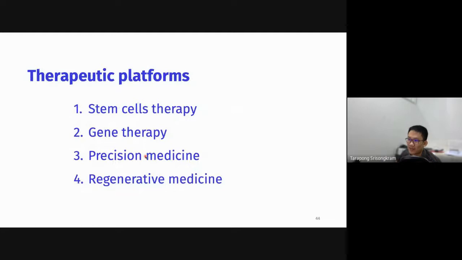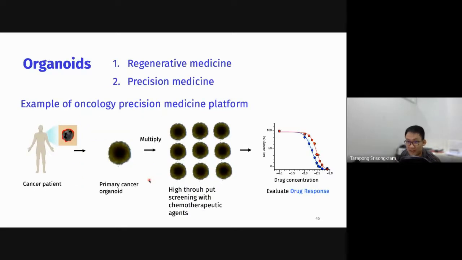And for the therapeutic platform, the stem cell or gene therapy will be the next lecture. Ajahn Charawan will talk about this. So I will mention the precision medicine or regenerative medicines by using the organoids. This culture type can be used in the regenerative medicines or precision medicines.